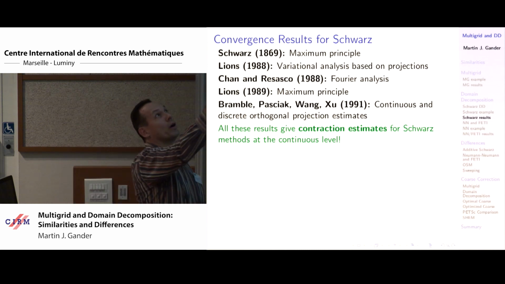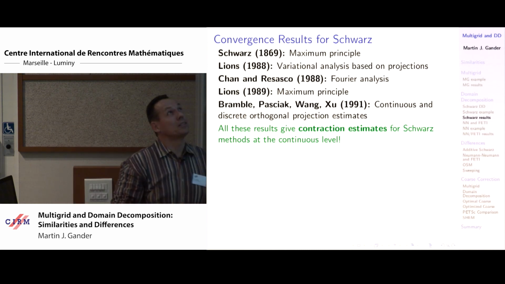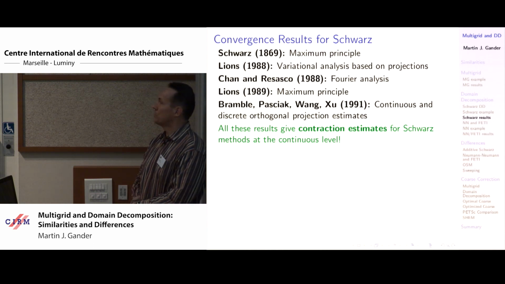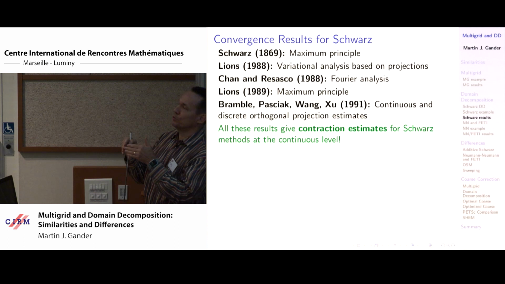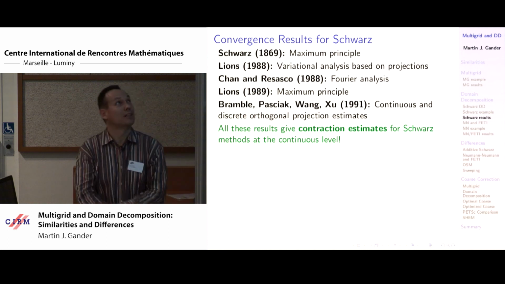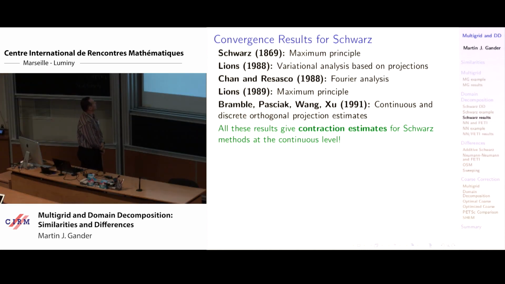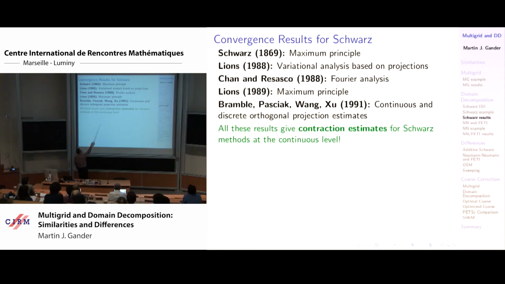So you can wonder why there are two maximum principle proofs. Because there is an inaccuracy in the proof of Schwarz. There is a step where he was not very careful. He just claimed something is true, and Lions actually shows exactly why it's true. So it's a more accurate estimate. And then there's a very, very interesting paper by Bramble, Pasciak, Wang, and Xu in 1991, where they have both continuous and discrete orthogonal projection estimates. So they go using techniques of Lions. And all the results in these papers give contraction estimates, exactly like for multigrid. These are iterative solvers, and they contract at a certain rate, and the contraction rate is estimated.